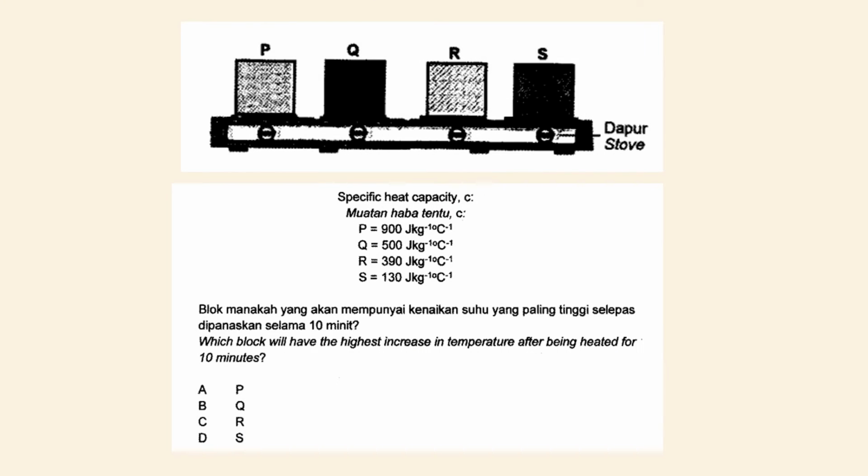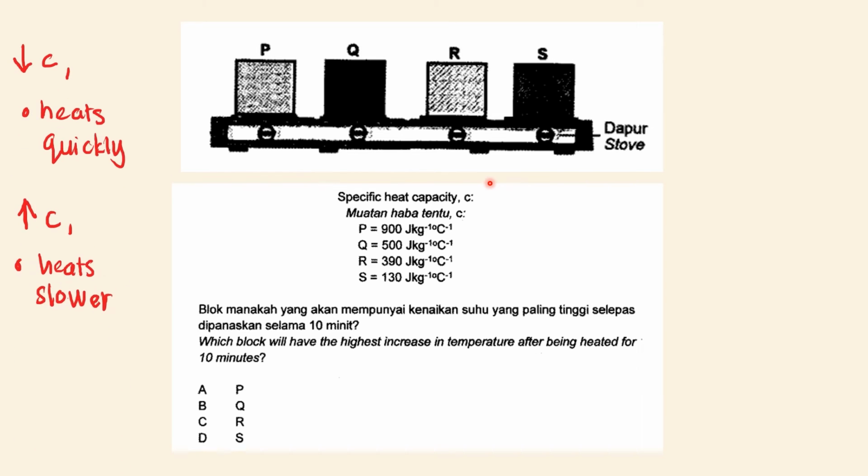The next question has given us a diagram of 4 blocks P, Q, R, and S, which are heated on the same stove, and the specific heat capacity of the blocks are given. The question asks us, which block will have the highest increase in temperature after being heated for 10 minutes? So in this question, the quantity of heat supplied is constant because they are all heated on the same stove, and the time is also constant at 10 minutes. So we should only be focusing on the specific heat capacity because this is the only factor in the increase in temperature of the blocks.